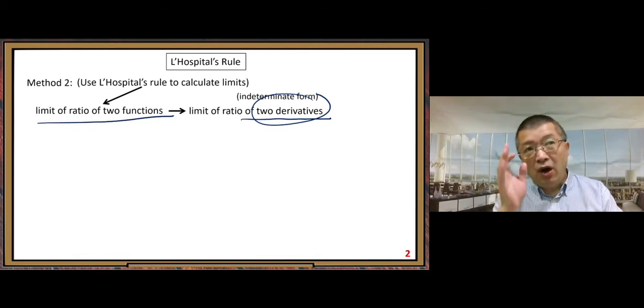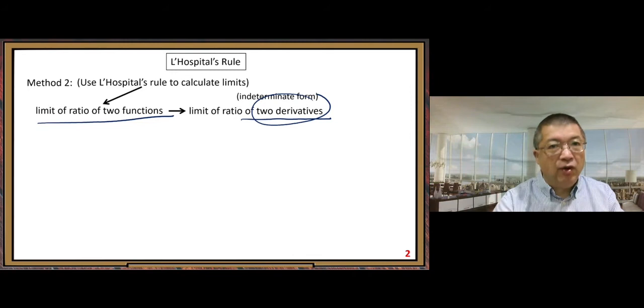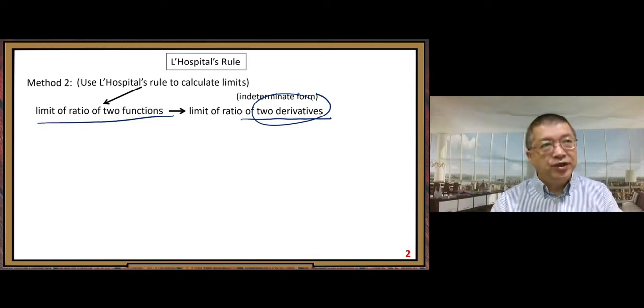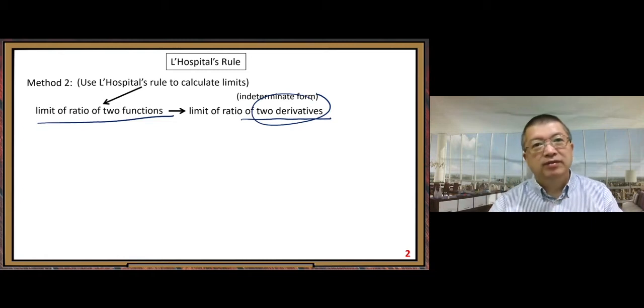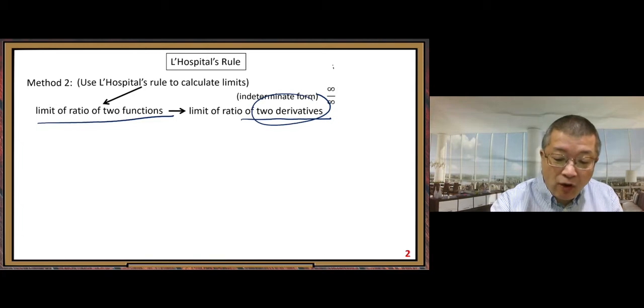What kind of condition, what kind of right form? Here we call it indeterminate form. The ratio should be an indeterminate form. So what's that indeterminate form? The first one, infinity over infinity. What do you mean infinity over infinity? So this is the form.